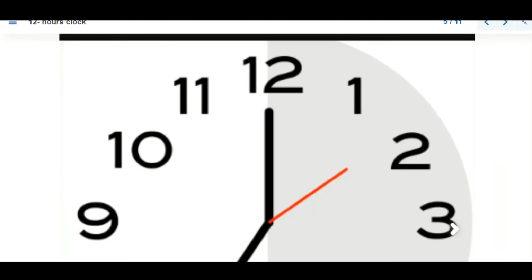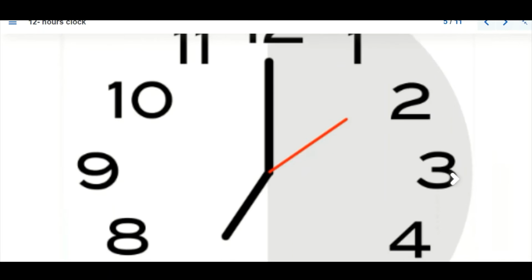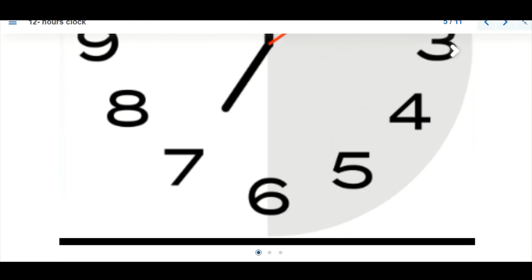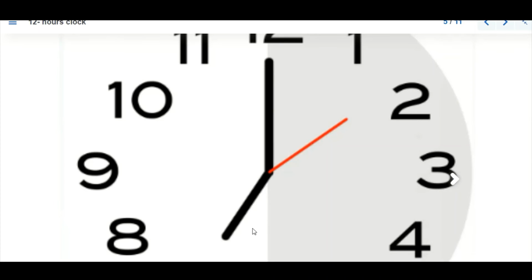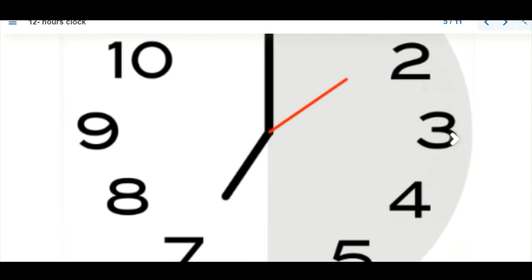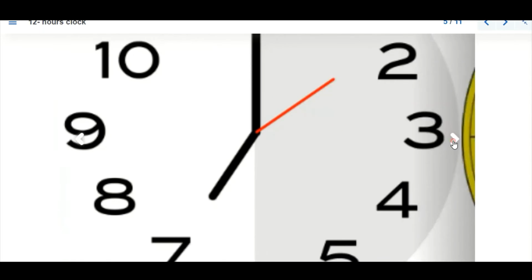Now let's look at this example together. We want to read in 12 hours. Look at this picture here. The long hand is on 12, and the short hand is on 7. So this is 7 a.m. Let's look at another one.